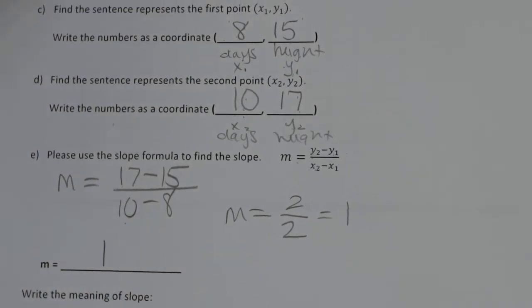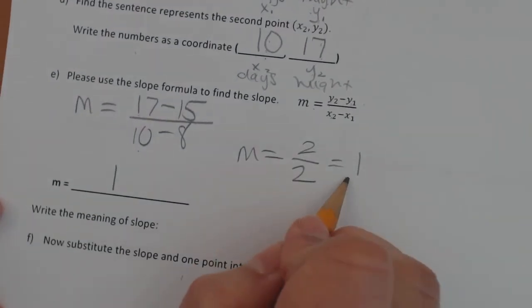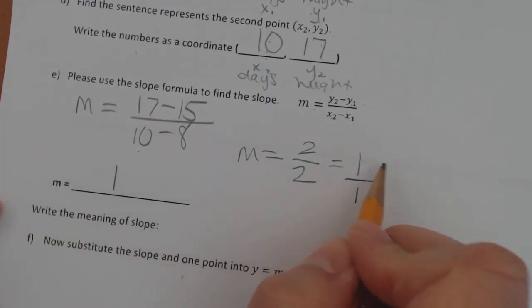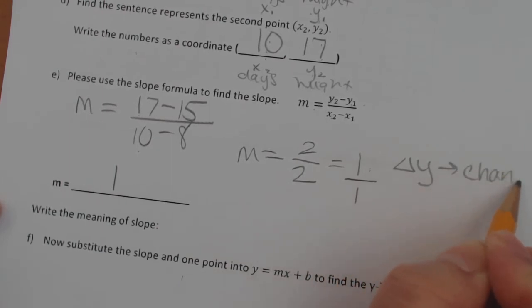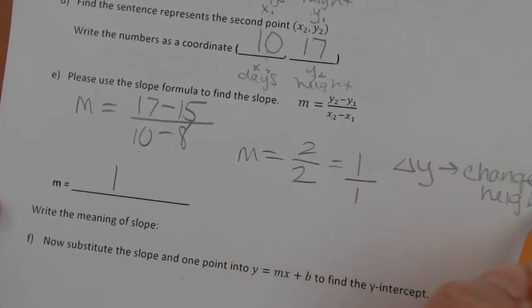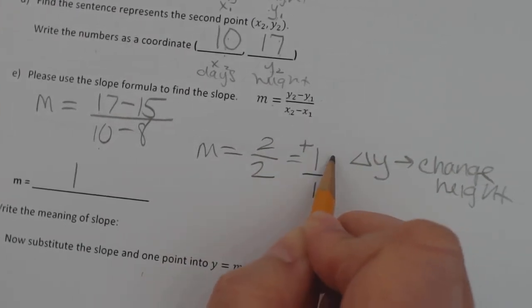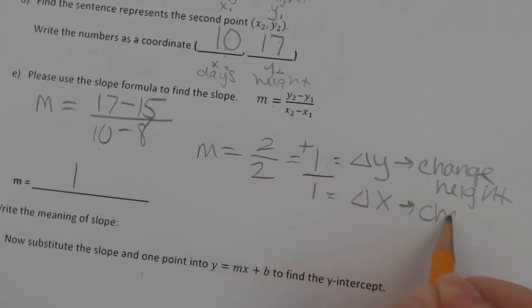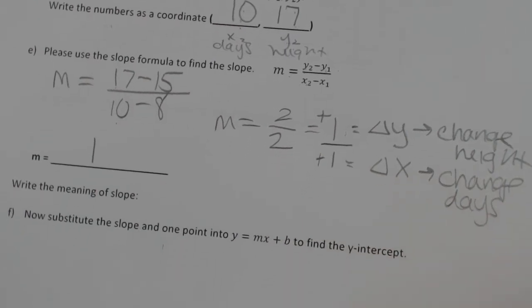Okay. Write the meaning of slope. So we can make this as 1 over 1. Now remember, this number on top is the change in y. So this represents the change in height. Now it's positive, so I'm assuming that it's going to be growing. This number on the bottom is the change in x, which is the change in days. And it is positive as well, so I think we're going to be increasing in days.